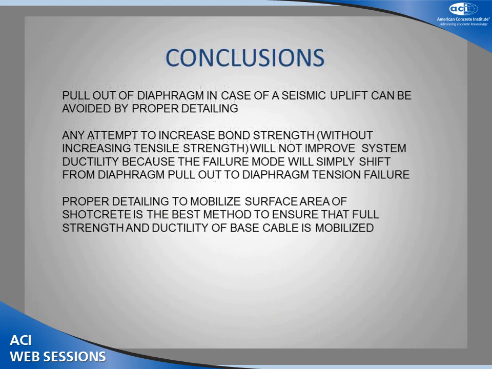My conclusions are that pull out of the diaphragm in case of a seismic uplift can be avoided by proper detailing. You could increase the bond strength, but I don't know how far you can go with it. That is for our system again. You could have a different system that could have different implications. And proper detailing to mobilize the surface area of shotcrete is the best method to ensure full strength and ductility of the system. With that, I end my presentation and will be happy to answer questions.